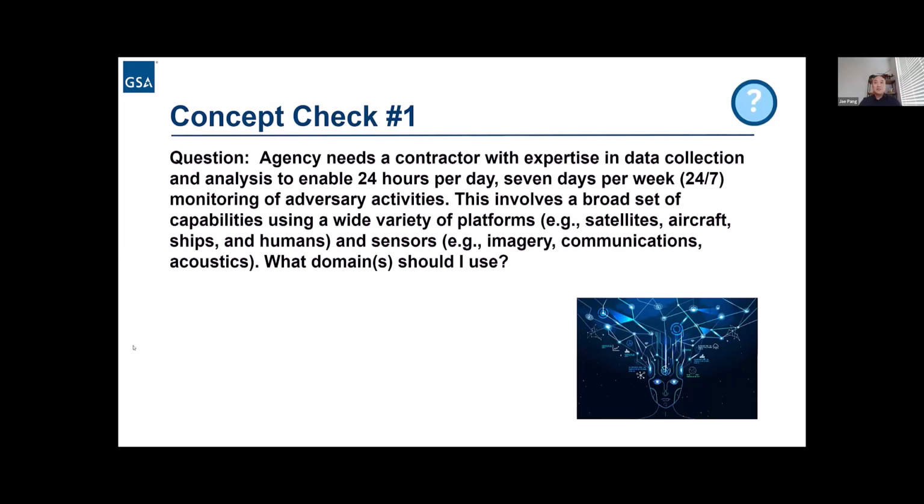And moving on to the next part, we're going to just do some concept checks to make sure you folks are keeping up with this information being provided, and just to test what you think OASIS Plus is about. So we'll start with concept check one. The agency needs a contractor with expertise in data collection and analysis to enable 24 hours per day, 7 days per week monitoring of adversary activities. This involves a broad set of capabilities using a wide variety of platforms: satellites, aircraft, ships, humans, and sensors. What do you folks think this domain should be? I'll give you about 5 seconds and show you what we think.